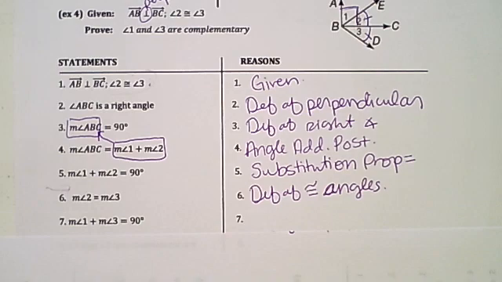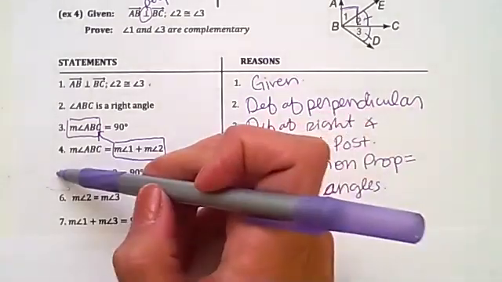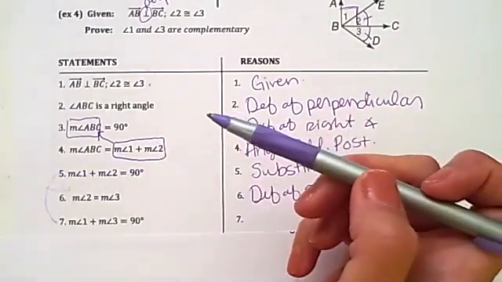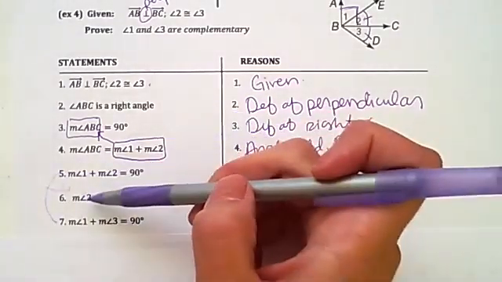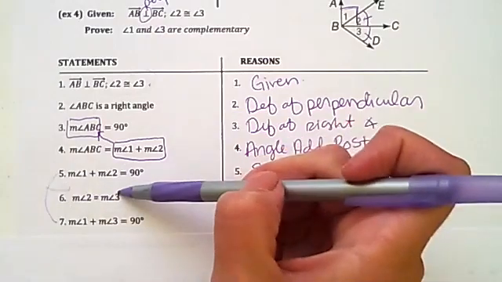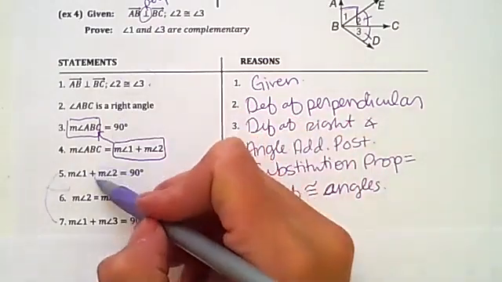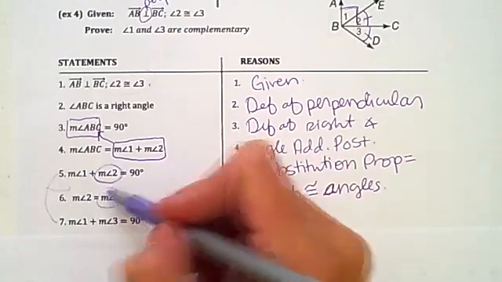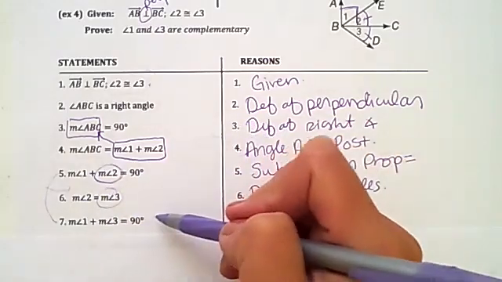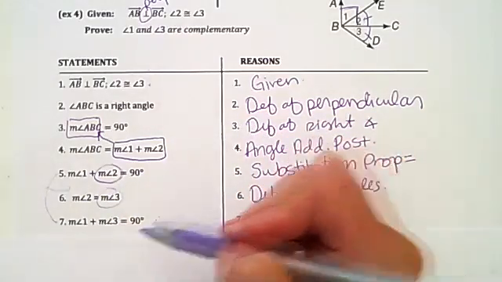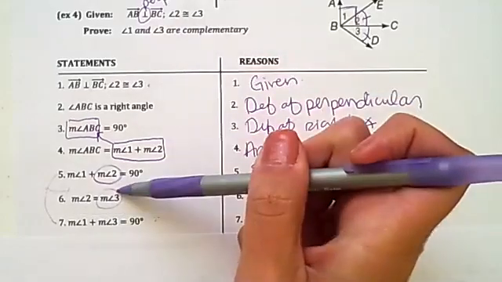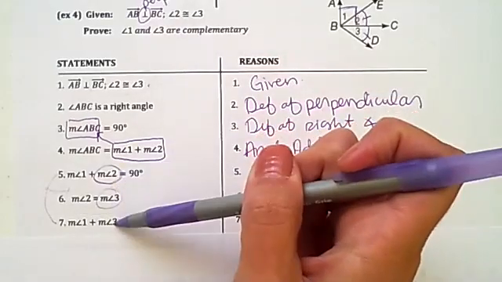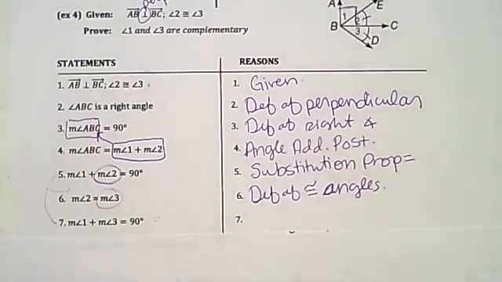Okay, next is 1 plus 3 equals 90. Notice that that's very similar to step 5, 1 plus 2 equals 90. We just established that these were equal. So now I can replace the measure of angle 2 with the measure of angle 3, and that's where I'm getting step 7 from. So I took angle 3, I plugged it in for angle 2, and now I'm getting 1 plus 3 equals 90. So that's substitution.